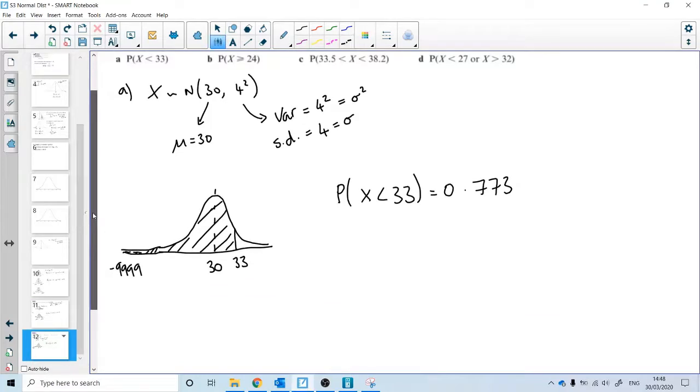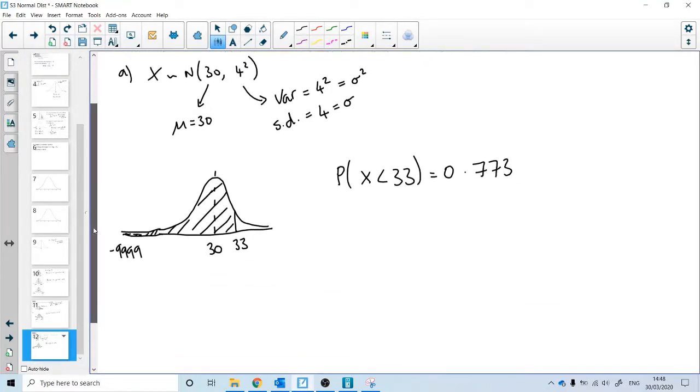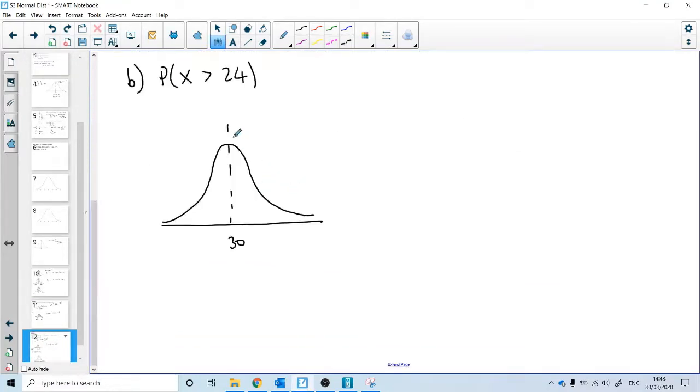Let's have a look at B then. So x being greater than 24. So again, we could draw a sketch of this distribution, and 24 is to the left of the mean, so we're here, and we want to work out what is this area to the right of 24. X is greater than 24, because these are all the x values that are greater than 24.